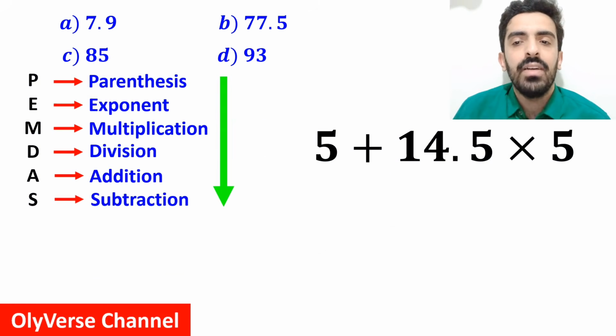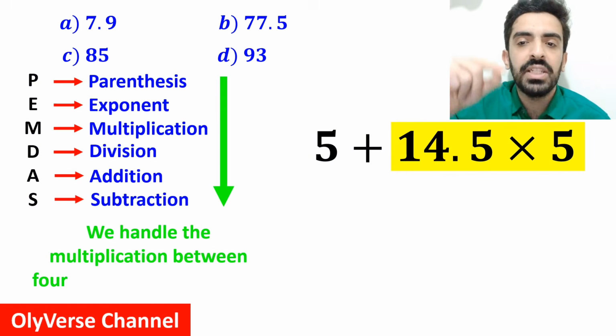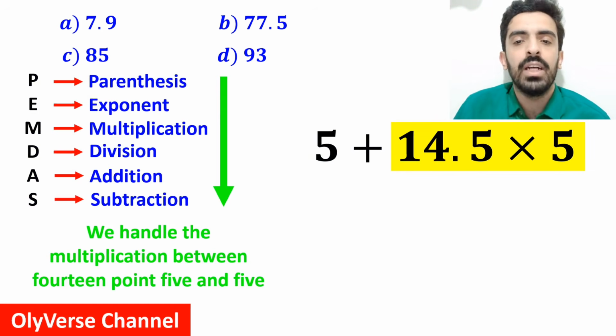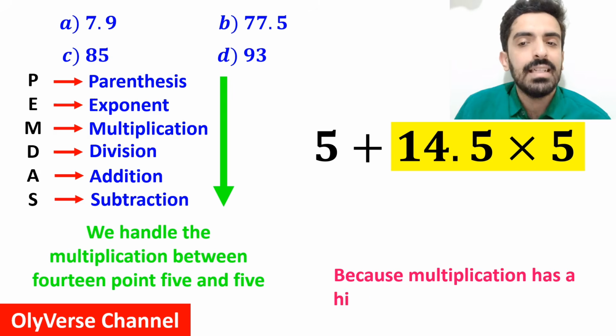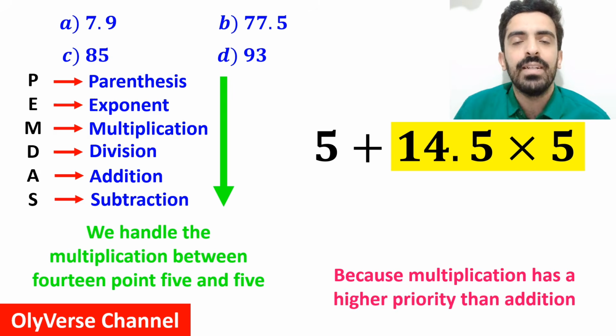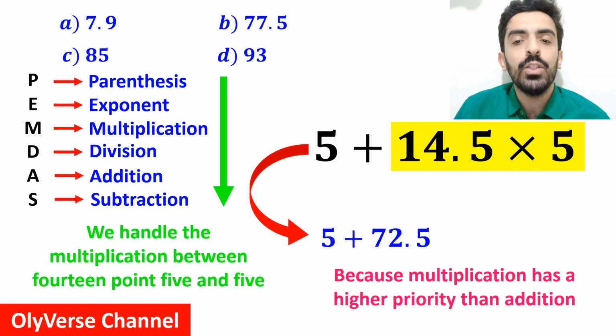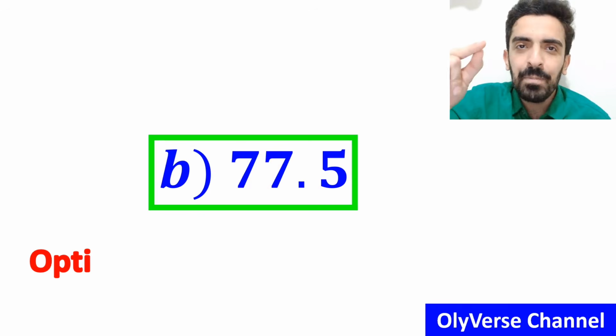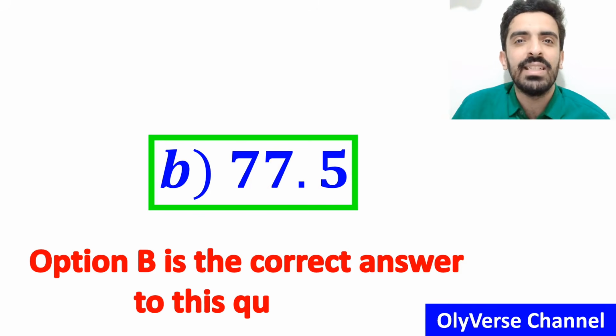In the next step, we handle the multiplication between 14.5 and 5, because multiplication has a higher priority than addition. And this expression is simplified to 5 plus 72.5, which ultimately gives us the answer 77.5. Therefore, option B is the correct answer to this question.